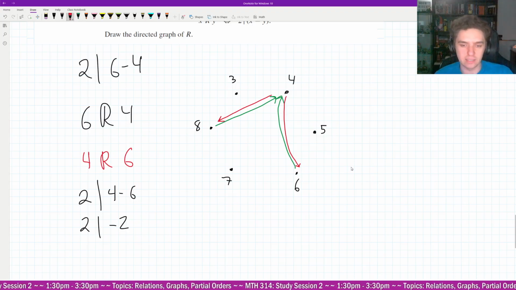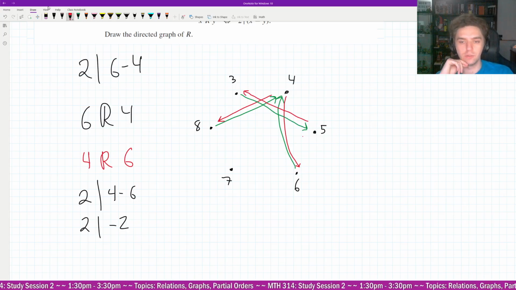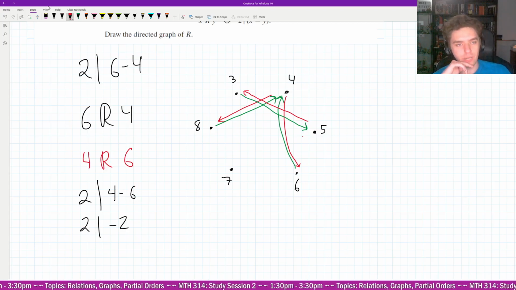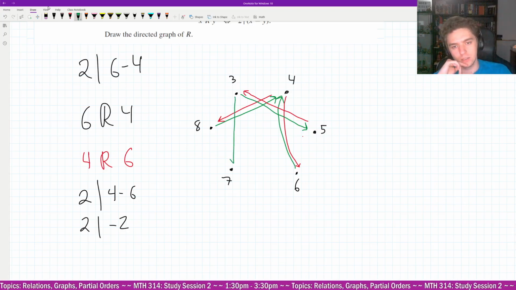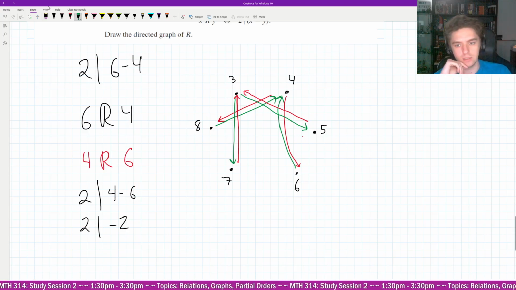Let's see if there's anything else obvious. 6 minus 4 is even. 3 minus 5 is 2, and 5 minus 3 is negative 2, and 2 divides both of those. I'm using red to show the negative answer. 7 and 3, the difference is 4, and 2 divides that, and negative 4. 7 and 5, that's 2: 7 minus 5 is 2, and 5 minus 7 is negative 2.